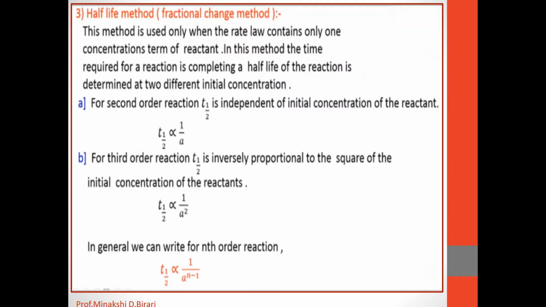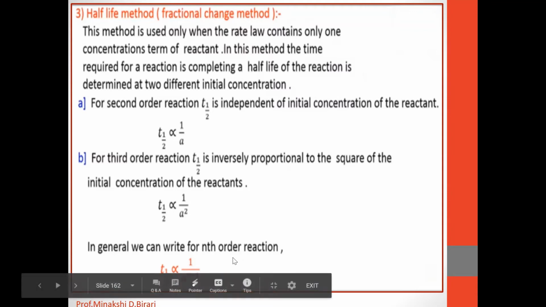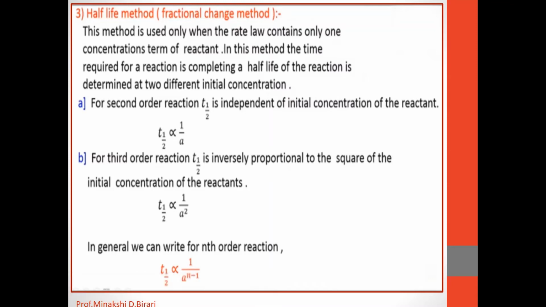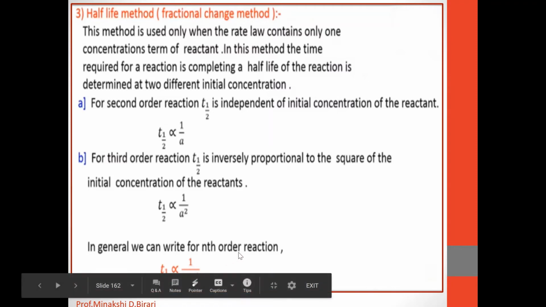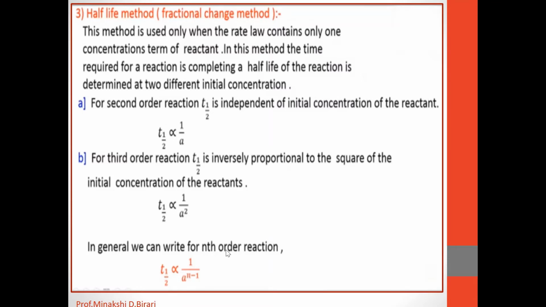In general, we can write for nth order reaction, that T half is inversely proportional to 1 upon a raised to n minus 1. So it is inversely proportional to a raised to n minus 1, for nth order reaction, where A is the initial concentration of the reactant and n is the order of reaction.